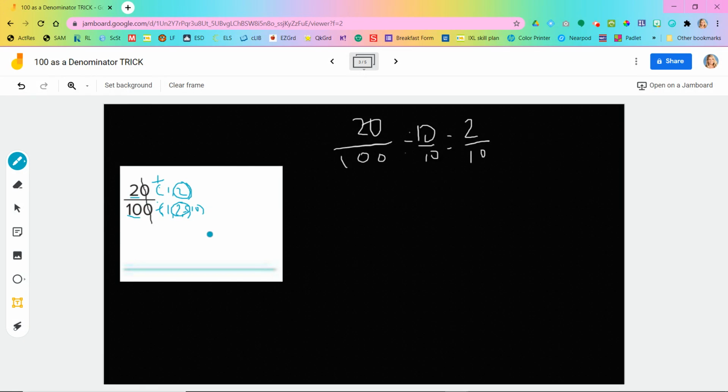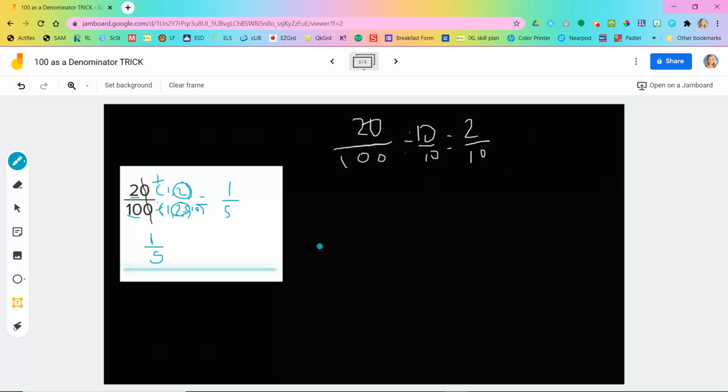Very messy division symbol. I'm sorry. Kind of looks like a plus sign, but it's not. 2 divided by 2 is 1. And 10 divided by 2 is 5. And so 20 hundredths in its simplest form is 1/5.